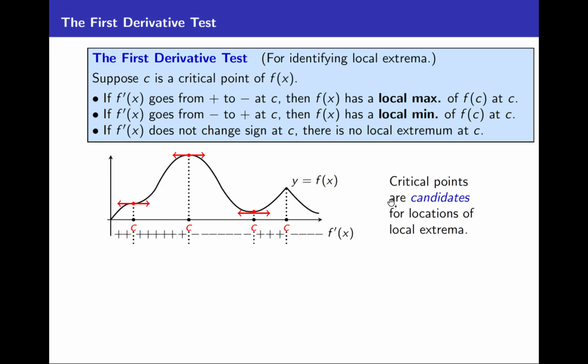I should point out here that you're not necessarily going to pick up a local extremum at each critical point. For example, at this critical point, there was no local extremum. You should look at your critical points as candidates for the locations of the local extrema. You want to narrow down your search. You want to investigate each critical point and decide whether it's a local maximum or a local minimum or neither. And the first derivative test gives you the answer.